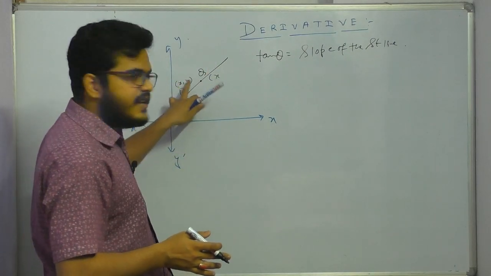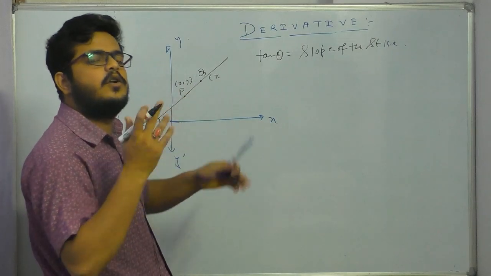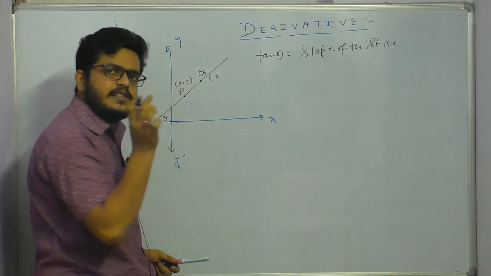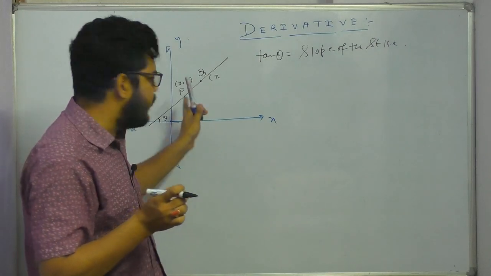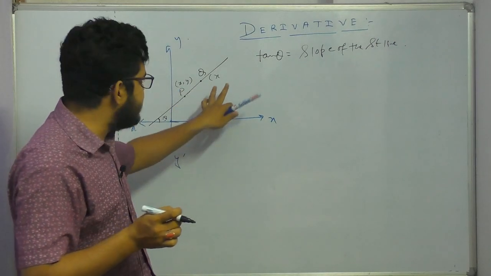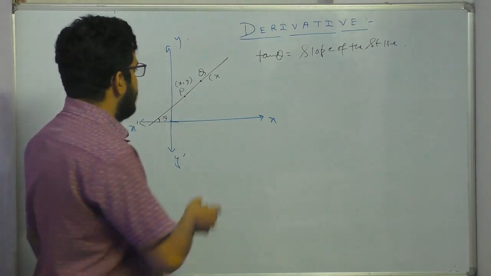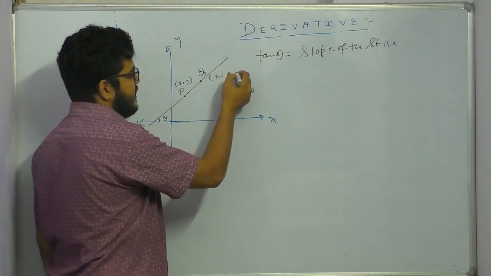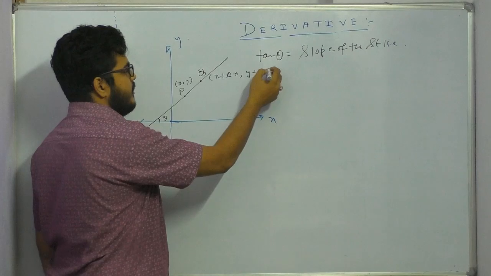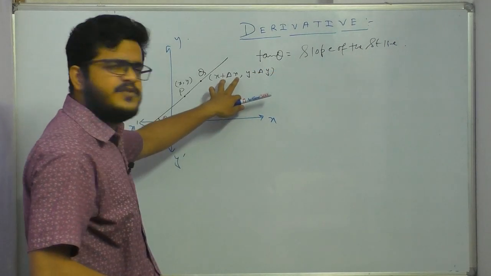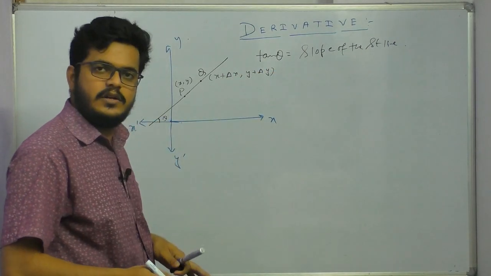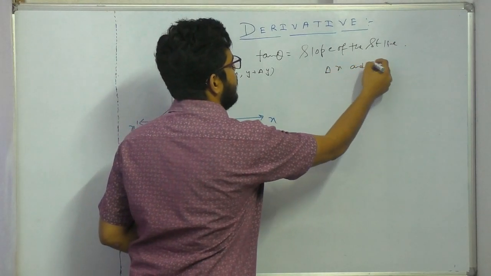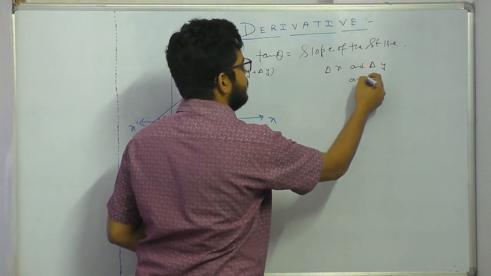If the coordinate of P is x comma y, the x coordinate of P is x and the y coordinate of P is y, then the x coordinate of Q is slightly deflected from the x coordinate of P. There is nothing more changeable. So we consider the x coordinate of Q is x plus del x and the y coordinate of Q is y plus del y. So there is minimum change in the x coordinate as well as in the y coordinate. Del x and del y are very small.